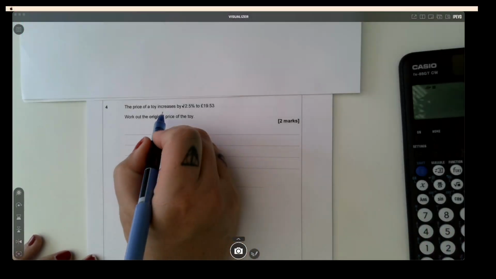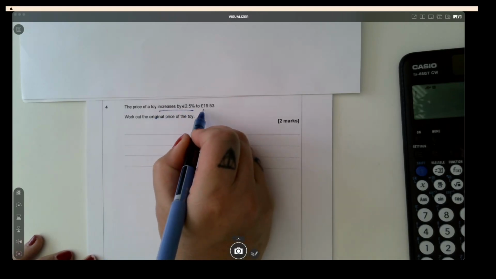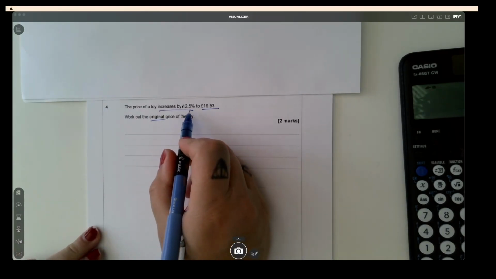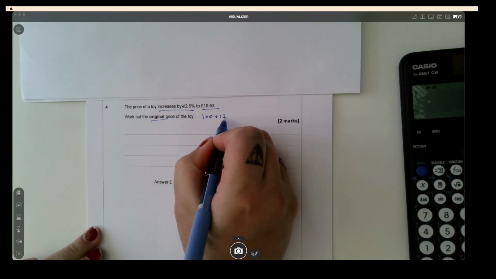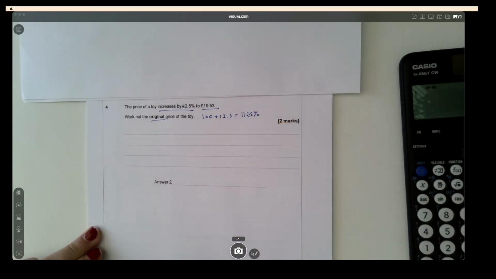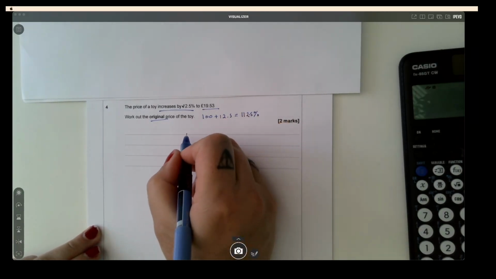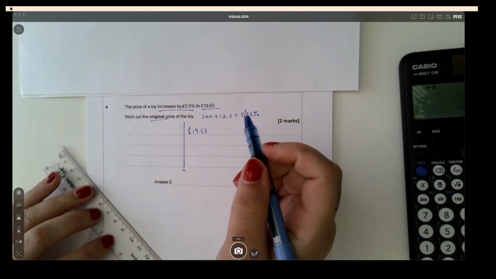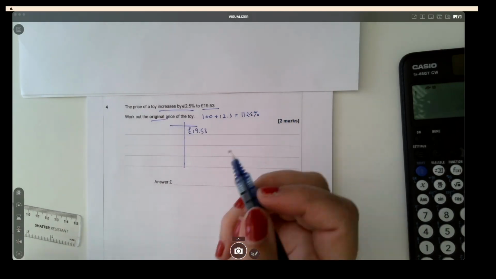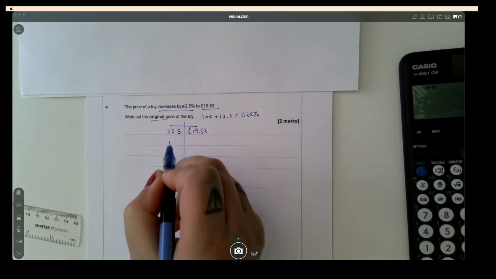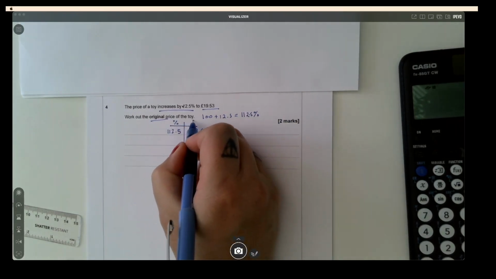Question 4. The price of a toy increases by 12.5% to £19.53. Work out the original price of the toy. So if I've increased by 12.5%, that's 100 plus 12.5, so that's 112.5% in total. So this £19.53, using a proportion table, I use these quite often, you'll know from my other videos, that £19.53 is 112.5%. So that's our percent and that's our pounds.